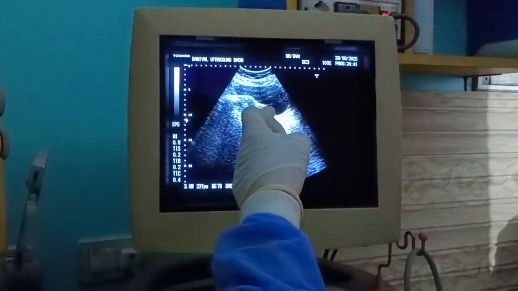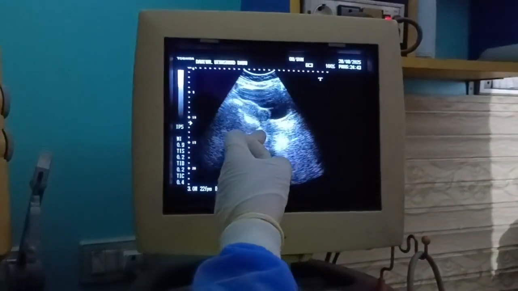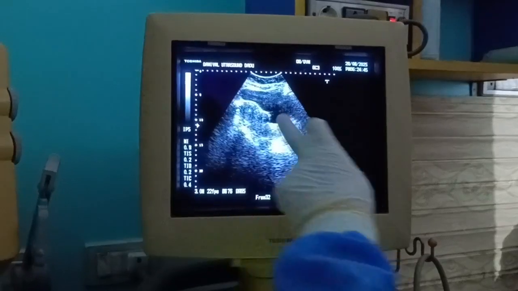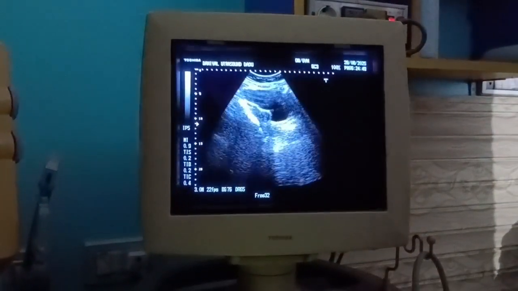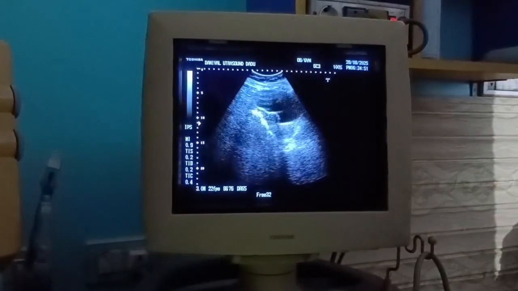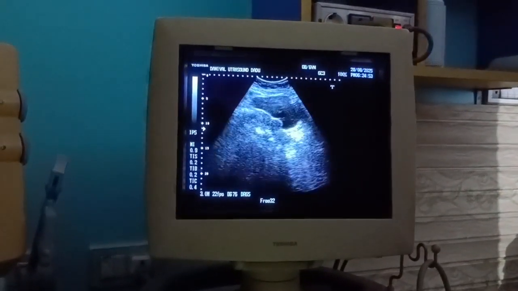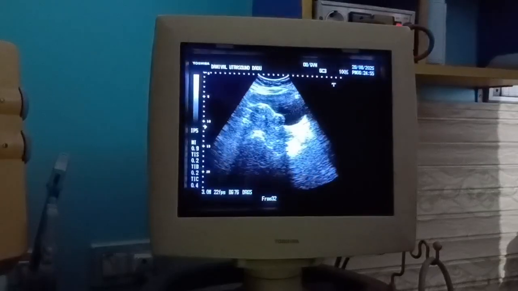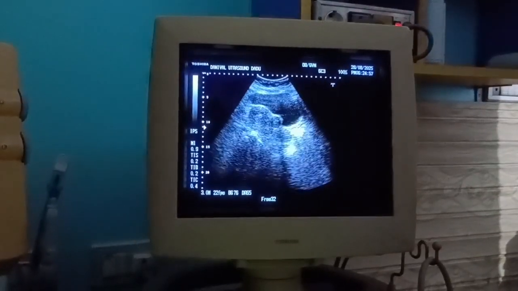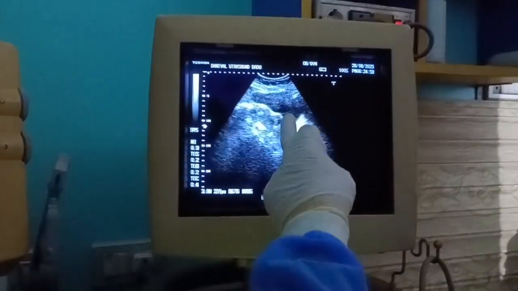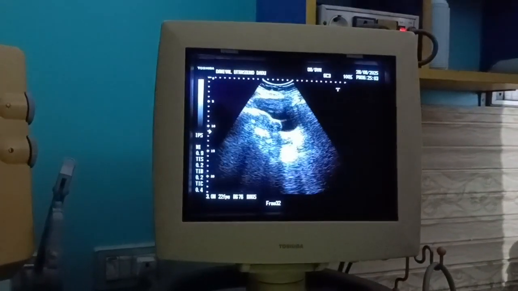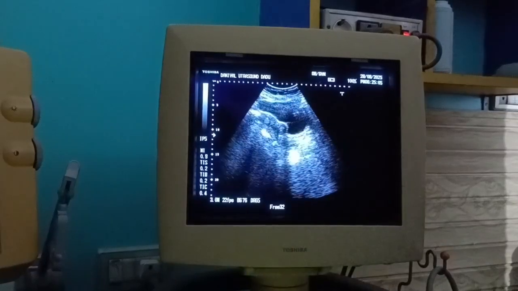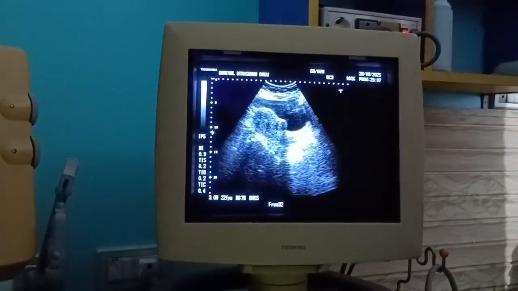and this mass is causing a bump into the posterior urinary bladder wall, or indenting the posterior urinary bladder wall. This is a fibroid, which is causing a bump in the posterior urinary bladder wall. Here it is. The margins are not usually highly echogenic, but maybe due to the calcification process.